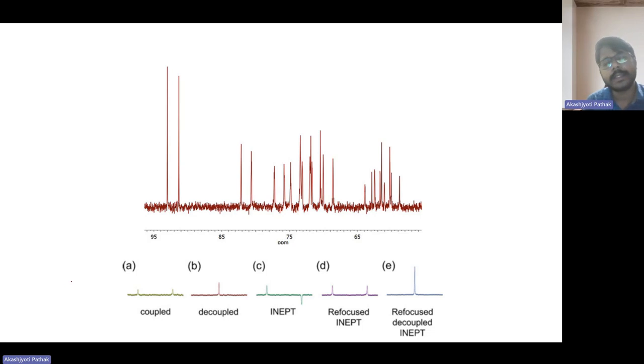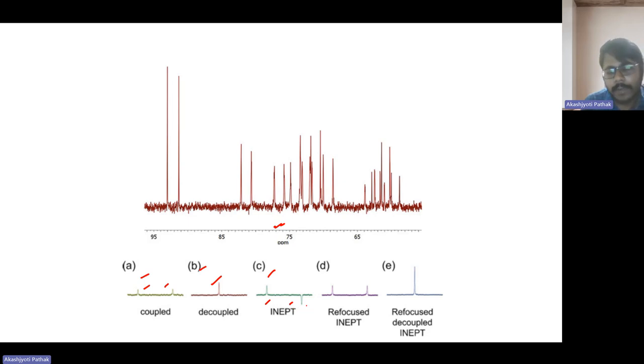This is the signal you will get in each of these cases, when they are coupled and when they are decoupled. In case of INEPT, if they are decoupled, that means they are not coupled to each other by scalar coupling, then you will get only one peak. If they are coupled, there will be polarization transfer, and you will get two peaks. In case of INEPT, because of the reversal of the nuclear spin, you will get one positive peak and another of the same intensity but in the negative direction.